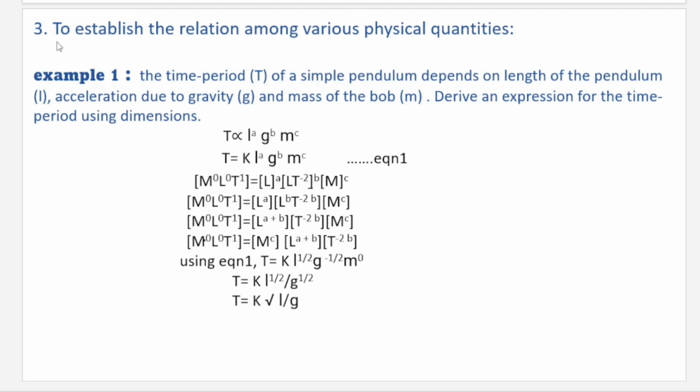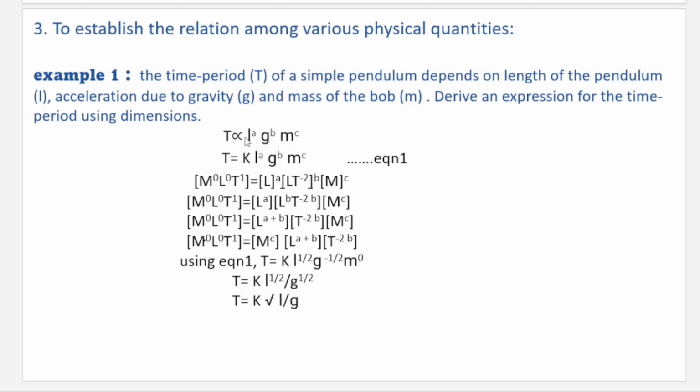The third use is to establish the relation among various physical quantities. Example 1. The time period t of a simple pendulum depends on length of the pendulum L, acceleration due to gravity g, and mass of the bob m. Derive an expression for the time period using dimensions. So from the given example, we know that T is directly proportional to L to the power A, g to the power B, m to the power C.